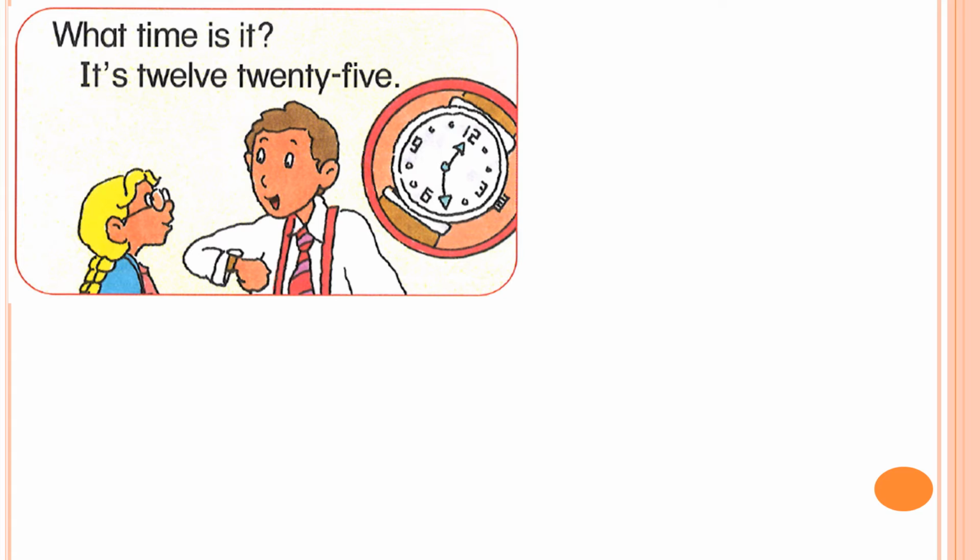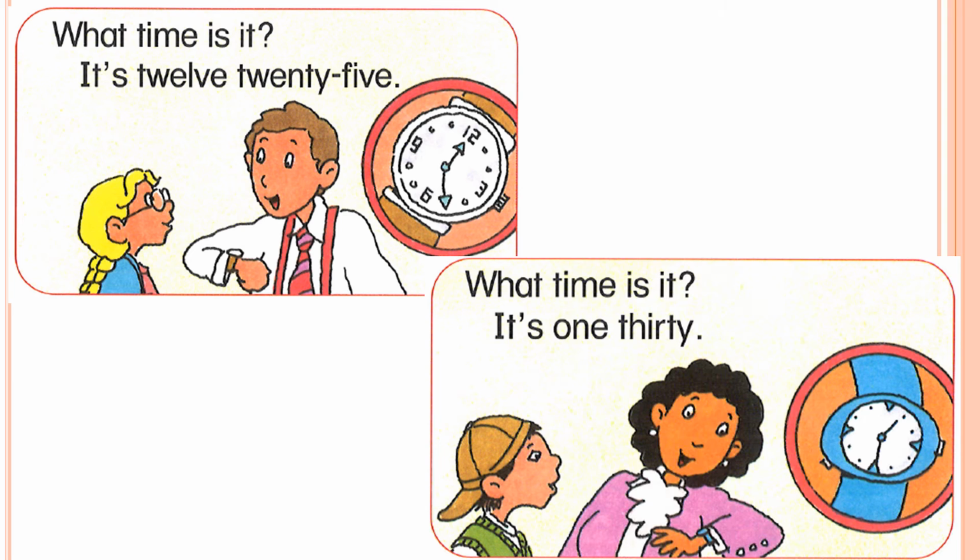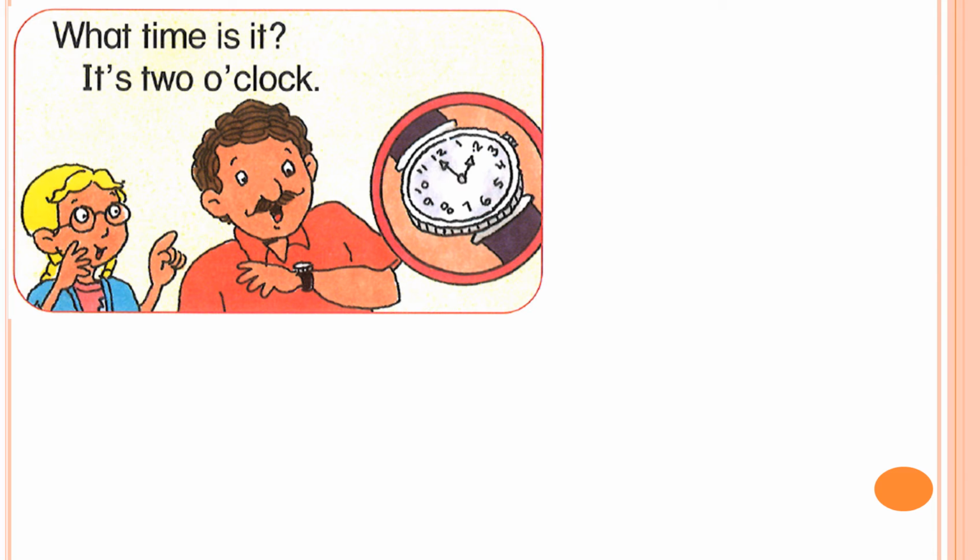Next, what time is it? It's 12:25. Next, what time is it? You look at the watch or the clock. You see, the clock is a bit different. If you are not good at looking at the clock or checking the time, it's hard. You have to learn more about this. What time is it? It's 1:30. Next, what time is it? It's 2 o'clock.